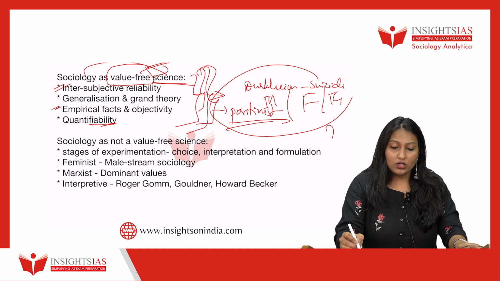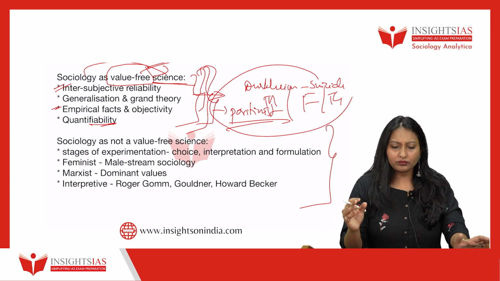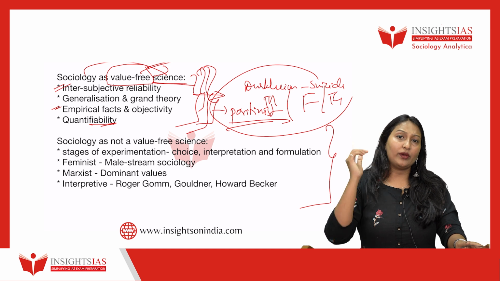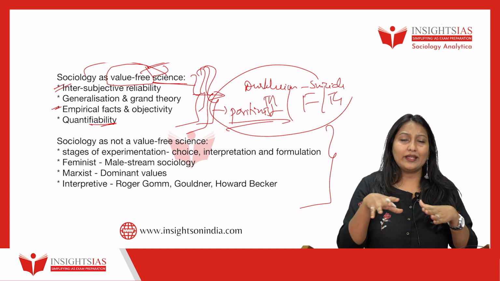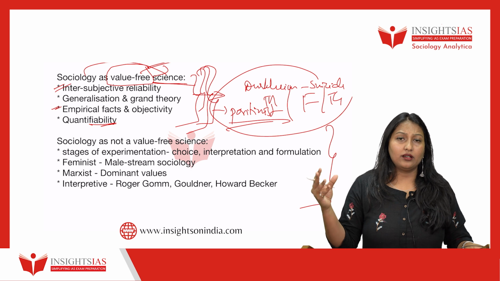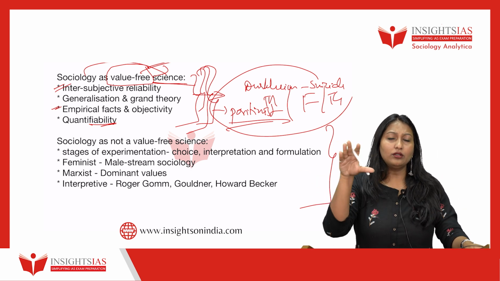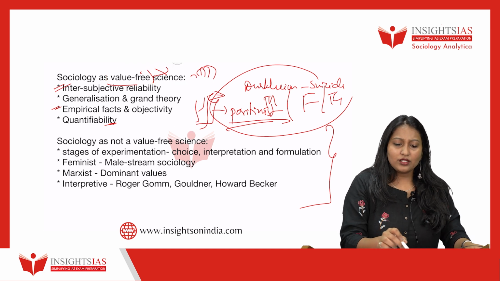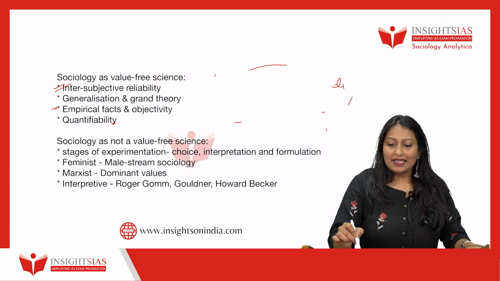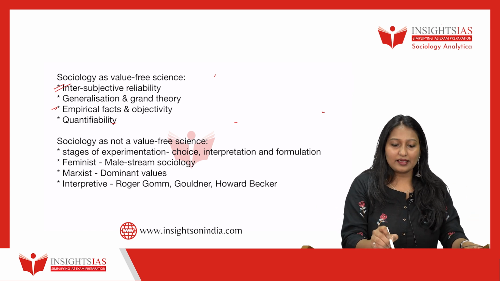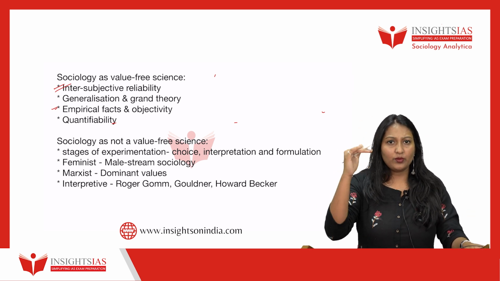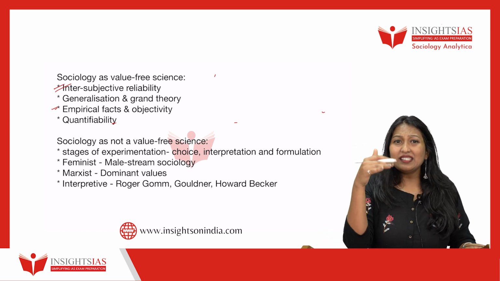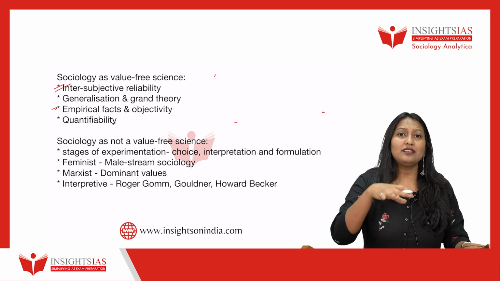Now moving on to sociology as not a value free science. Here I've taken a few points. The first and foremost point where you can sense that the value of a thinker creeps in is during the stage of experimentation. See, the stage of experimentation is one of the popular characteristics of studying sociology as a science, isn't it? The way science studies stage by stage, even sociology studies stage by stage. That is what they say. But in every stage, you can see the thinker's values coming in.